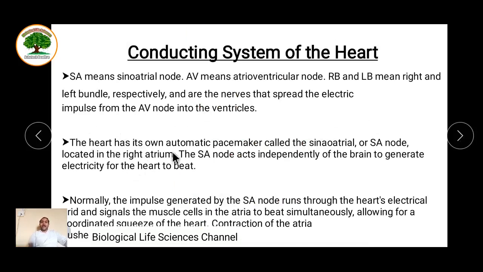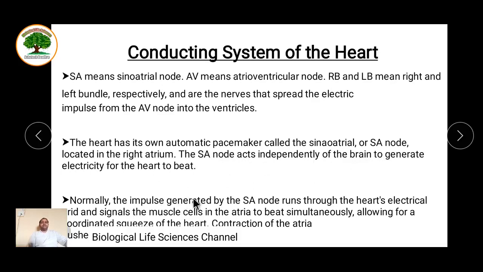The heart has its own automatic pacemaker. As I told you, the impulse starts from the SA node, that is the sino-auricular node. It is located in the right atrium. I just showed you the position, and it is independent of the brain, and it generates the electricity for the heart.